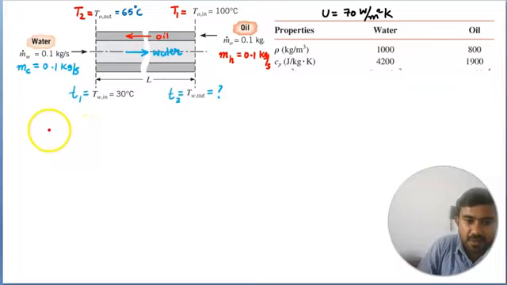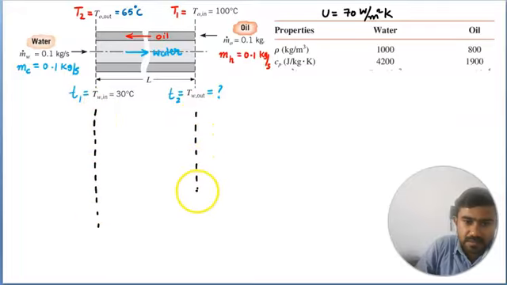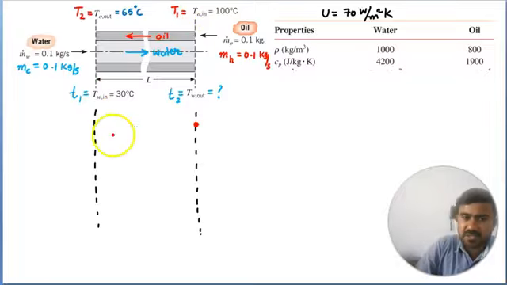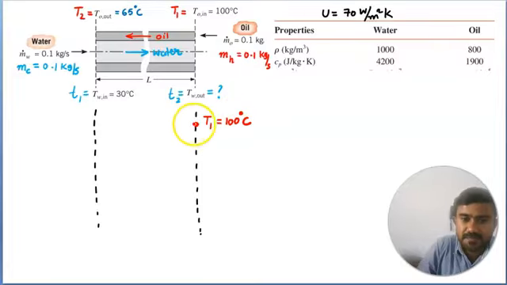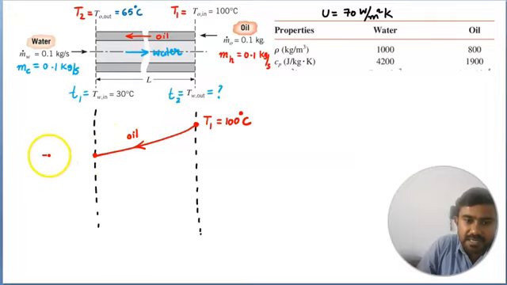And not only that, we will also draw the temperature profiles in the heat exchanger. So let's be careful when we draw, because this diagram is given. Oil is flowing from right to left. So oil is coming in at a temperature of 100. So I will use the same direction of the heat exchanger that's given here. Capital T1 is 100 degrees Celsius and its temperature decreases as it flows through the heat exchanger. So this is oil and T2 is given to be 65 degrees Celsius.